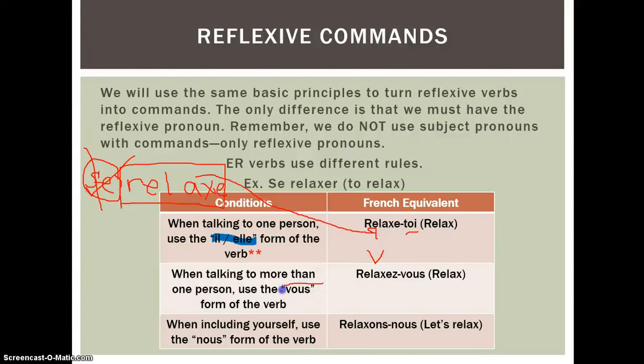Commanding more than one person, you're using vous. So vous relaxez. I apologize for my handwriting. Okay, so we have our relaxez, we have our hyphen, and then we have our reflexive pronoun of vous, relaxez-vous. Lastly, when you're including yourself, you use the nous form. So nous relaxons becomes relaxons, your hyphen, and nous. Let's relax. Again, no separate word for let's.